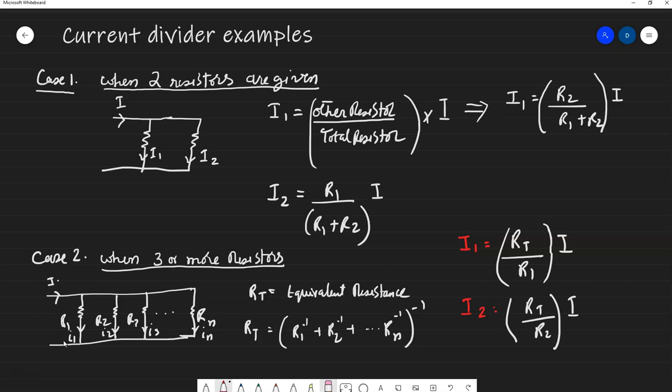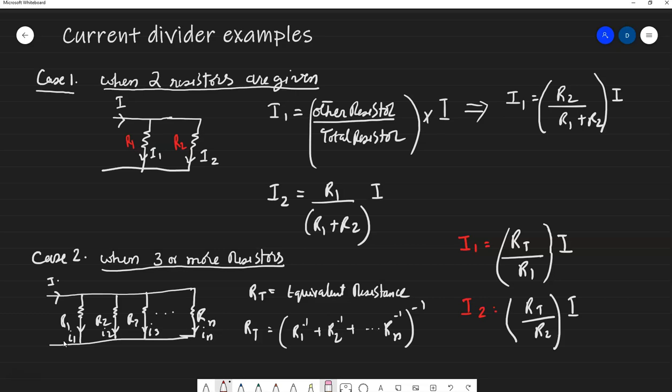Now here, the current I gets divided into two branches. One, the branch with the resistance R1, and another one with the resistor R2. So let this be current I1 and I2. We have seen this formula in my previous video. The current I1 is the other resistor divided by total resistor times the main current. So it's good that you memorize this formula. Just say other resistor divided by total resistor times the input current. So that will give you this formula.